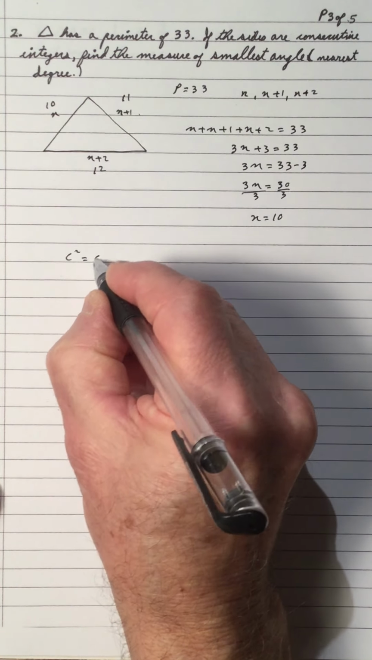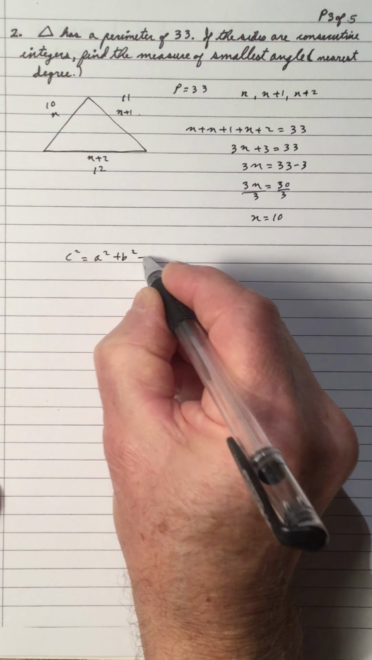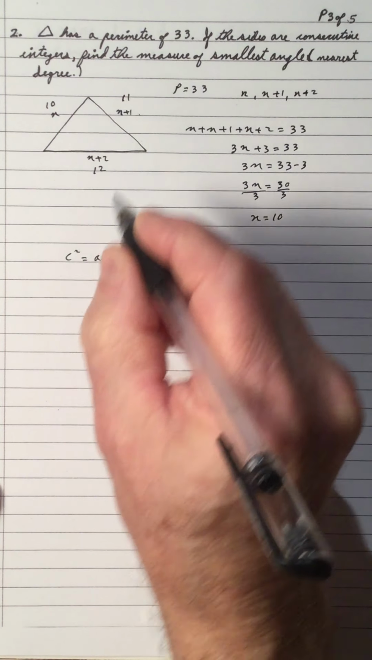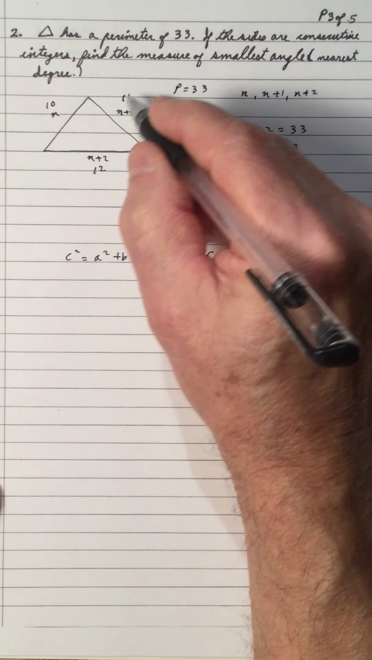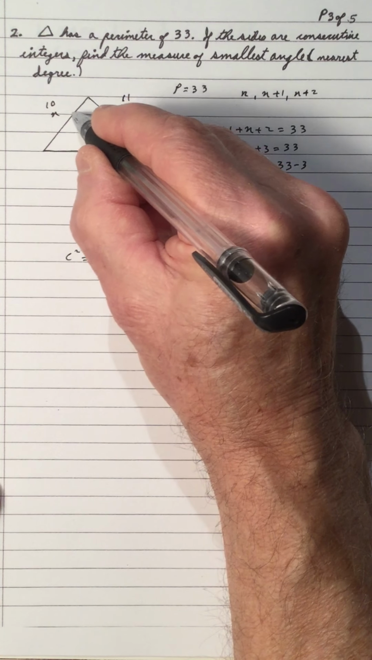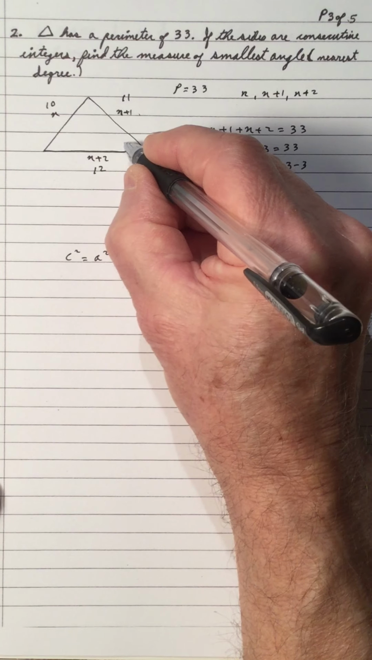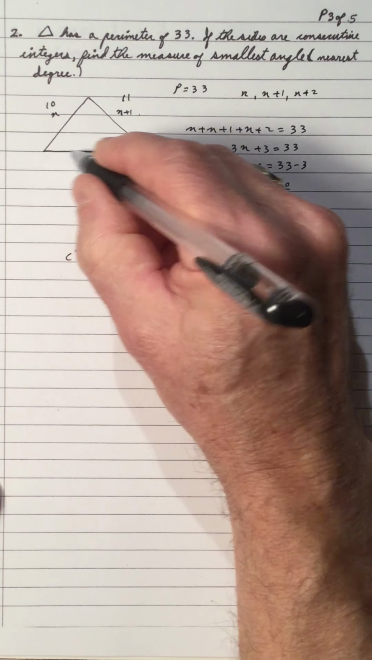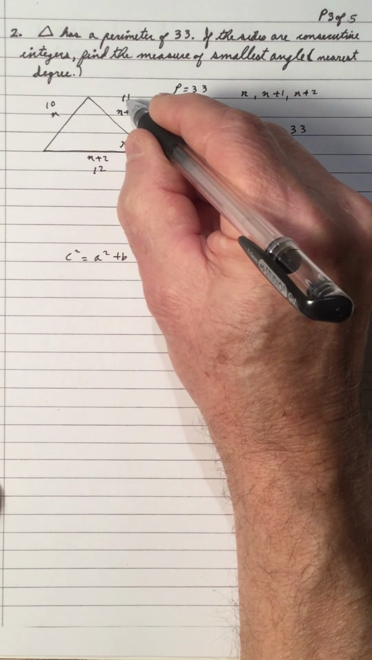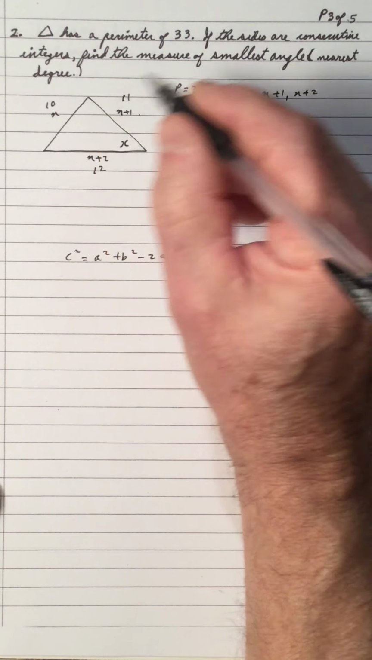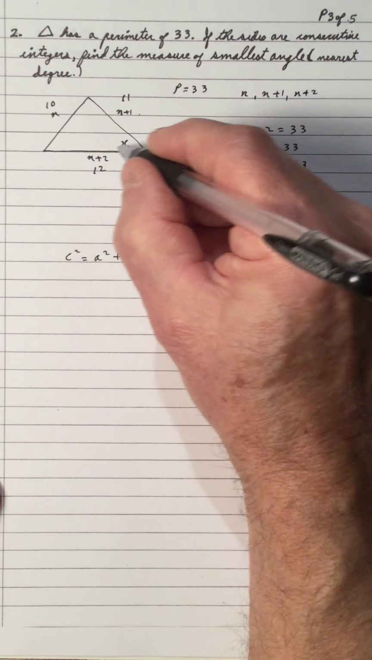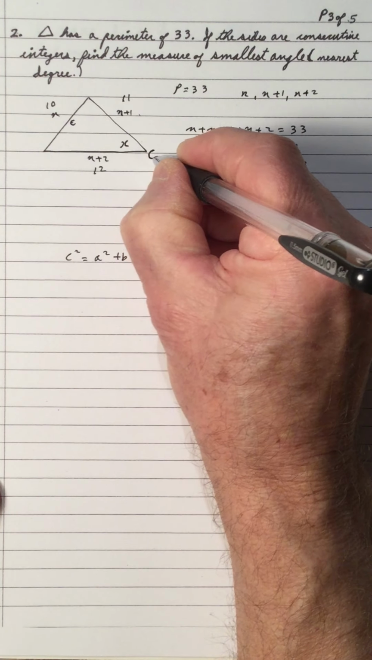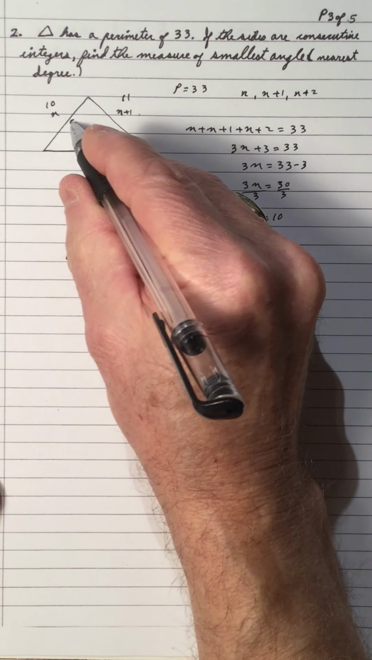So c squared is a squared plus b squared minus 2ab cosine angle c. So the smallest angle, now this is the length of the shortest side, so this is the smallest angle that I'm going to label here as x. And this is 12 long, so this is the largest angle. This is 11, so this is the angle in between the smallest and the largest. So what we're doing, that's x, then this is c right here. And this is c. So x is the angle, so c is 10.